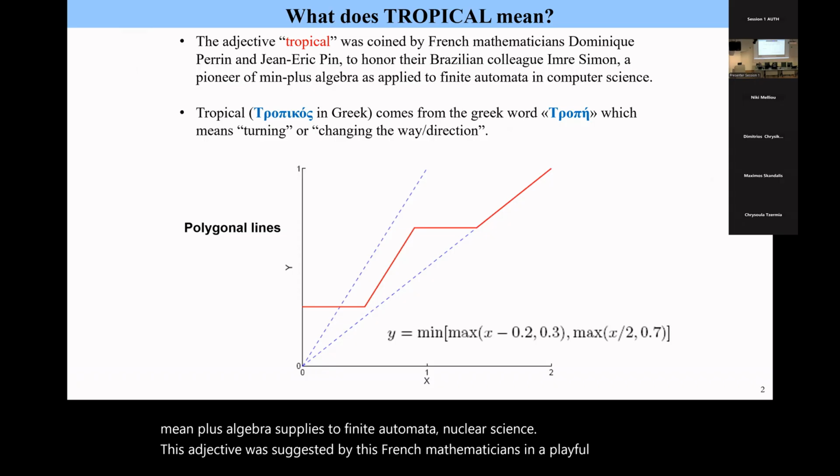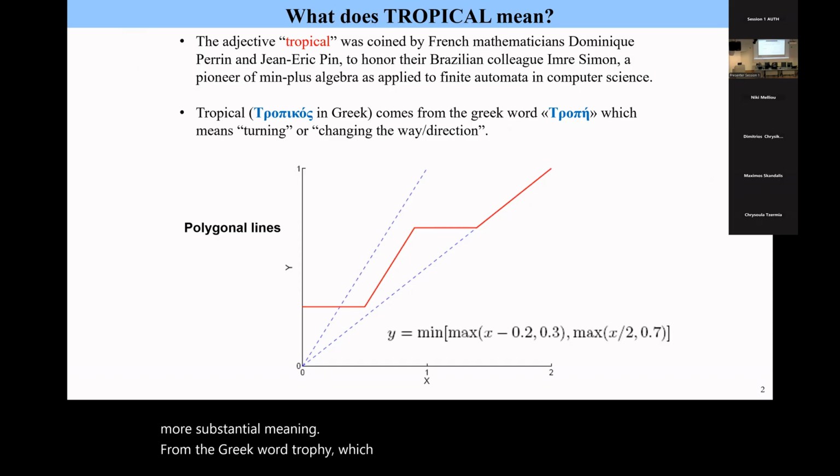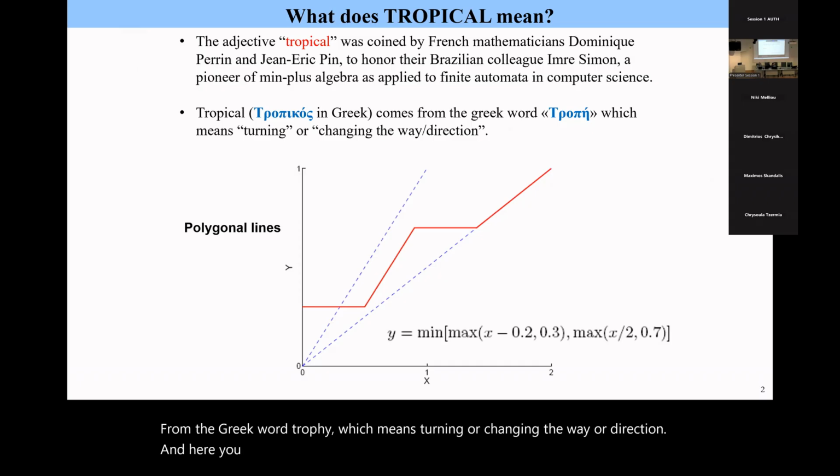But in this tutorial and in these works, the word tropical is given a more substantial meaning, from the Greek word tropi, which means turning or changing the way or direction. And here you see a tropical line, which is actually a polygonal line that turns around corner points and forms a polygonal path.